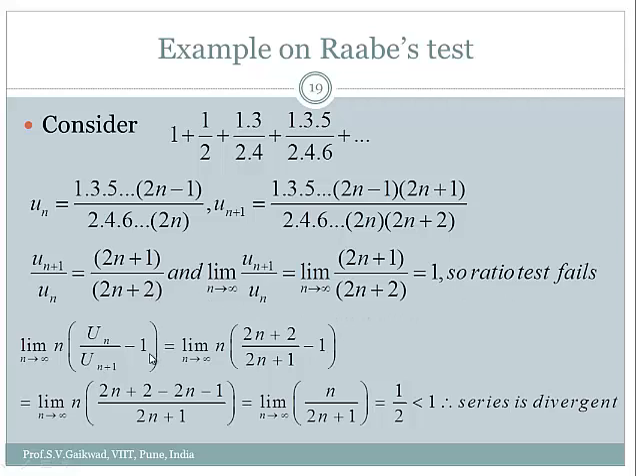Now apply Raabe's test and you get this limit un plus 2 upon un plus 1 minus 1 multiplied by n. If you take LCM and simplify, you are getting limit is half, which is less than 1, and so this series is divergent series. That's the Raabe's test.